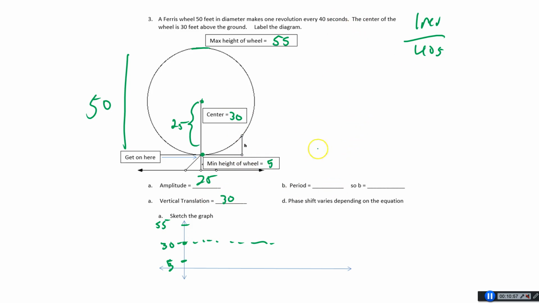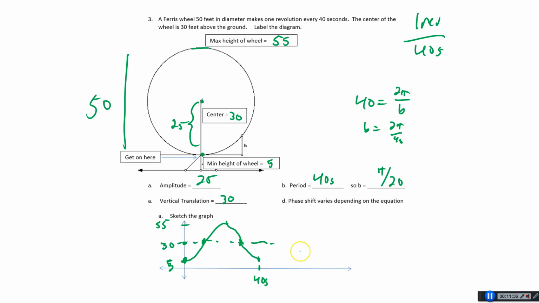The period, they tell us it goes around once every 40 seconds. So b then, remember the period is always equal to 2 pi over b. So we swap the 40 and the b. b is then equal to 2 pi over 40, which is pi over 20. Okay, so phase shift depends on the equation. If you get on, it says we get on at the bottom. So we start at the bottom, and then we'll go up, and then we'll come back down. And that entire thing should happen in 40 seconds.